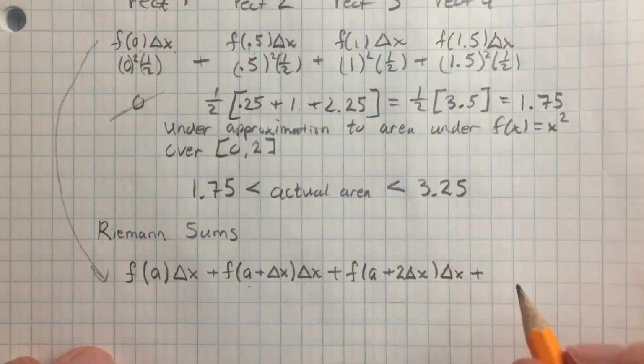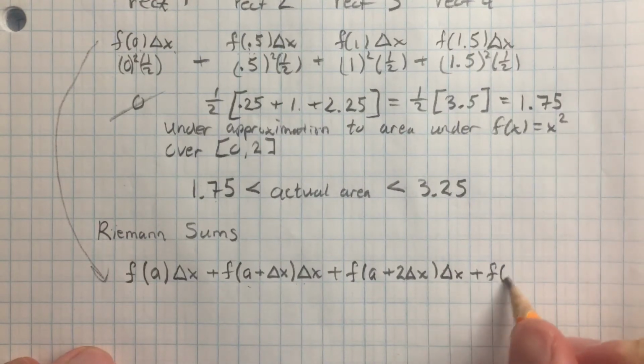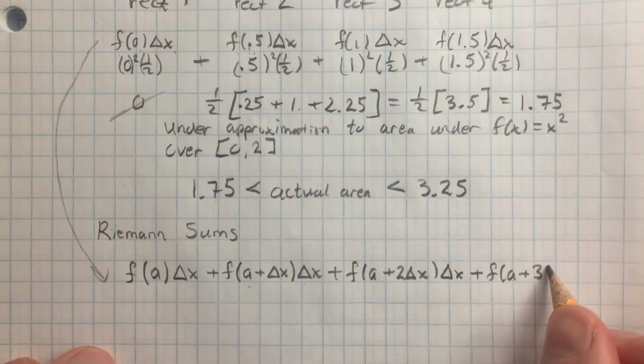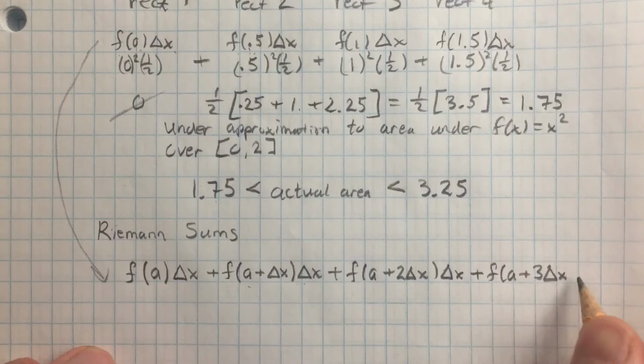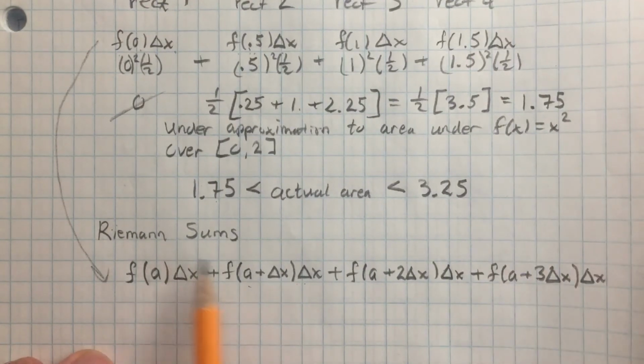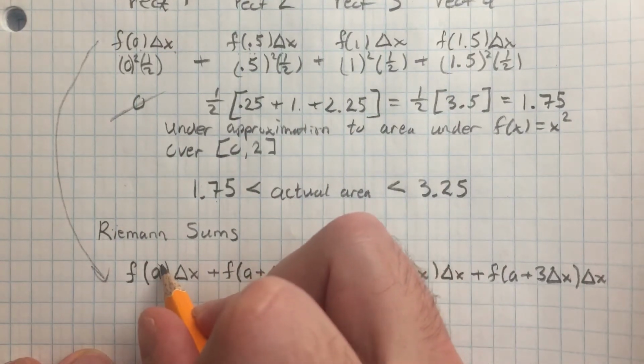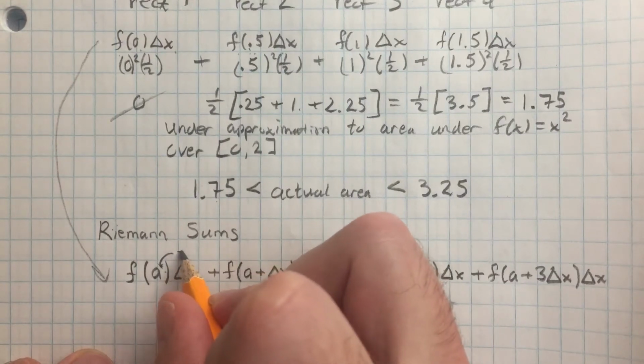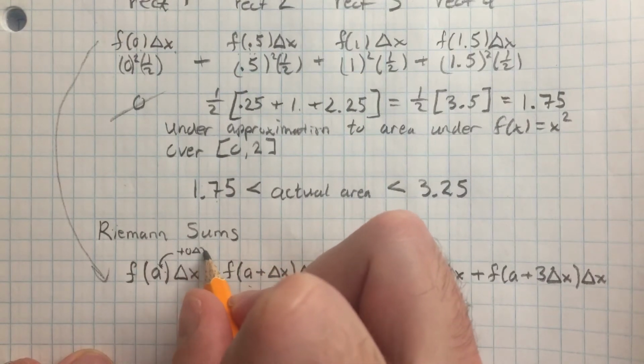And the last one is the same thing, just one more delta x in, so f of a plus 3 delta x for this particular problem, times delta x. The only thing specific to our problem at this point is the fact that we have 0 delta x's. That is an important way to think about this structure here. This is like plus 0 delta x here.